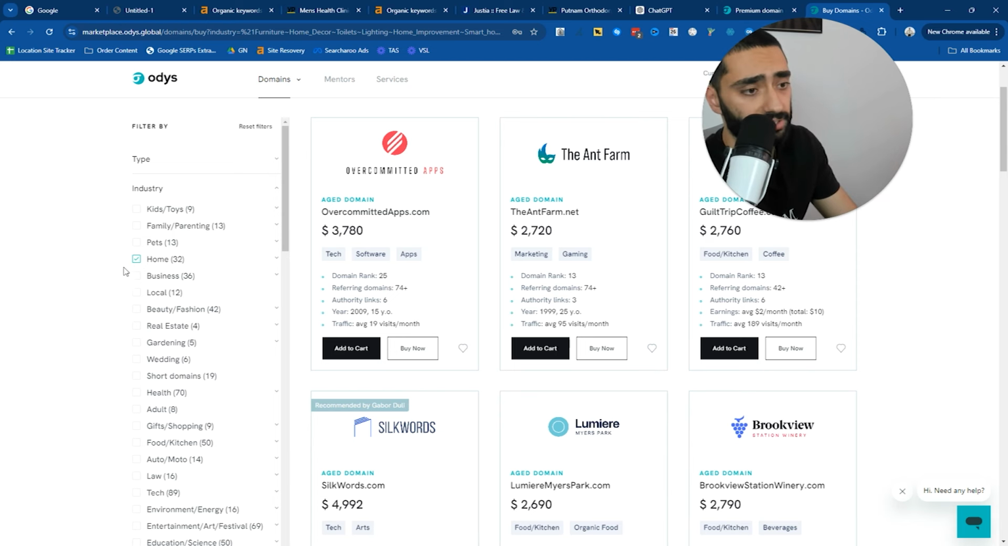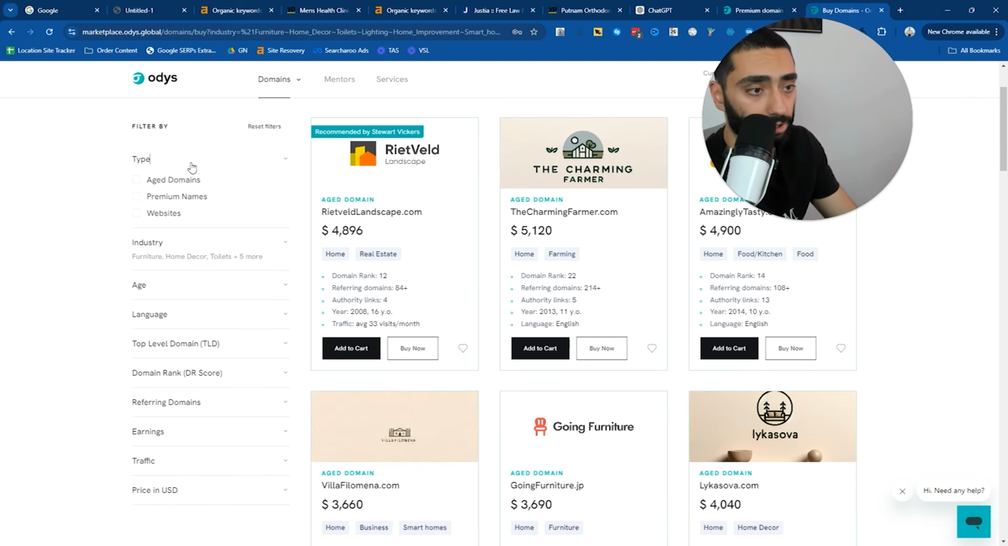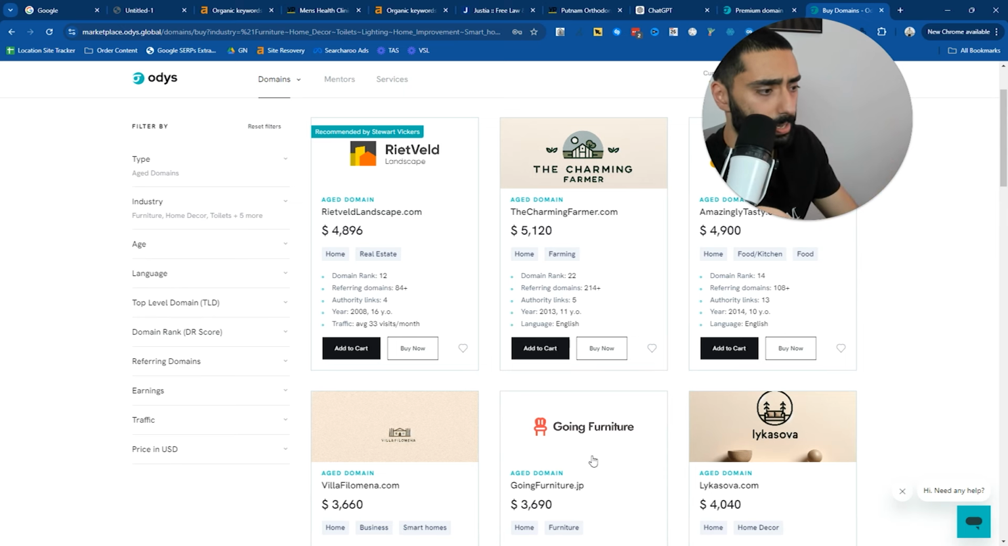So I'm going to try to see if there's any home related articles for the water remediation. We're also going to pick on the left hand side aged domains, because obviously they've got premium names, they've got websites. We're only caring about aged domains at the minute. We want to be actually putting in the work ourselves.